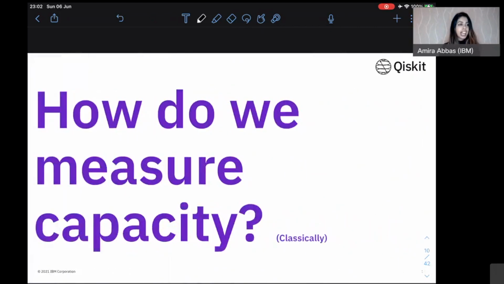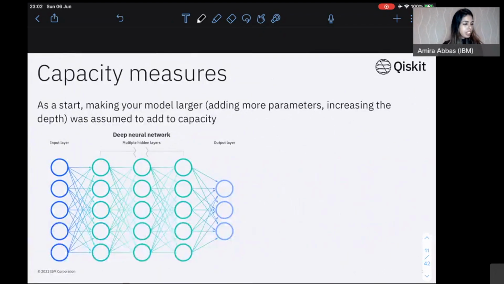So let's look at what is actually explored and done in classical machine learning literature. This is always a good place to start. What is done classically, and then we can see on the quantum side of things if we can borrow any of these ideas or if any of these ideas extend naturally into the quantum realm. So, as a start, I want to walk you through some of these ideas of what capacity means in classical machine learning.